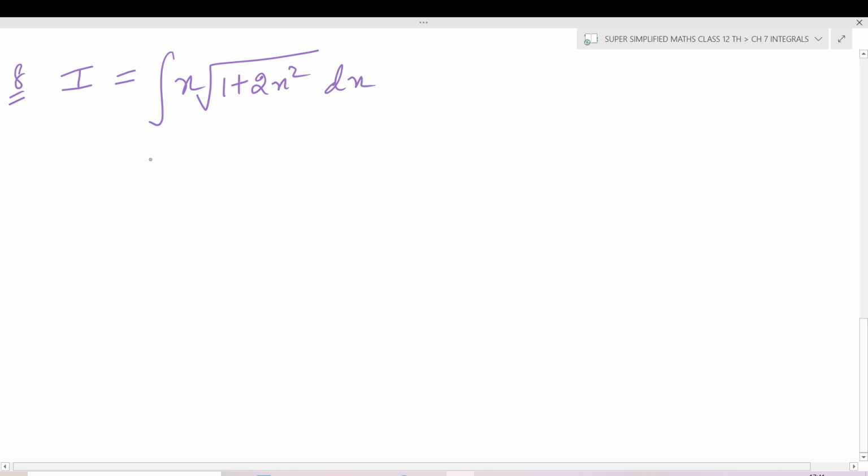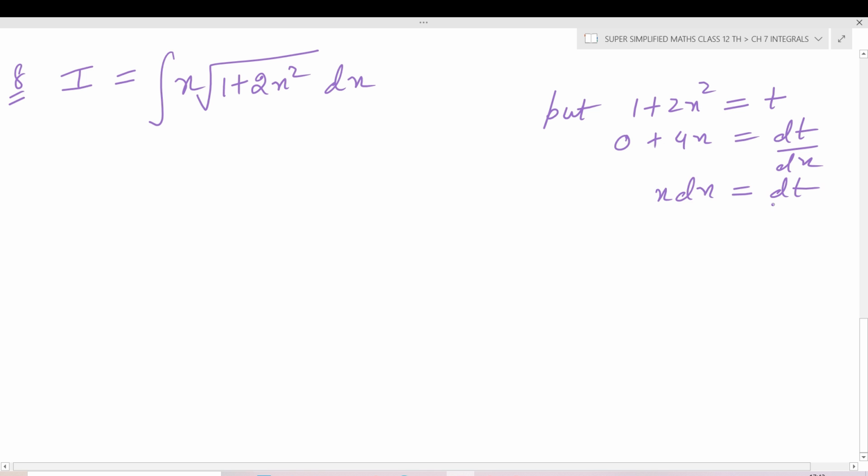Okay, now you can see that if I substitute 1 plus 2x square to be t, so differentiating both sides with respect to x, 0 plus 4x is equal to dt by dx, cross multiplying. So I can do this thing also, that I find the value of x dx, that comes out to be dt by 4. So I will make this substitution and this one in the given integral I.